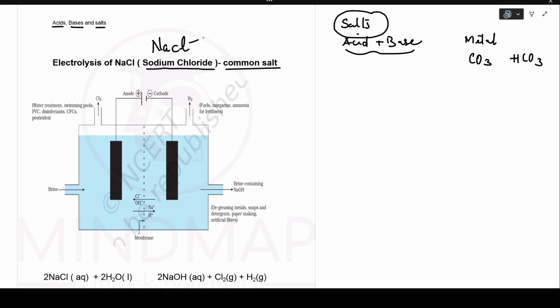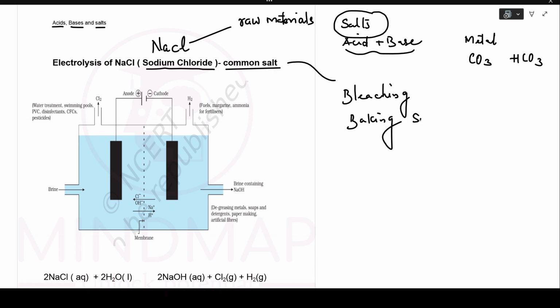Now this common salt is taken as raw material for making many other materials that we use in our day-to-day life. Like it is used for making bleaching powder. It is used for making baking soda. It is used for making sodium hydroxide and so on. Now, how we are using it to make all these products, we are going to learn now.